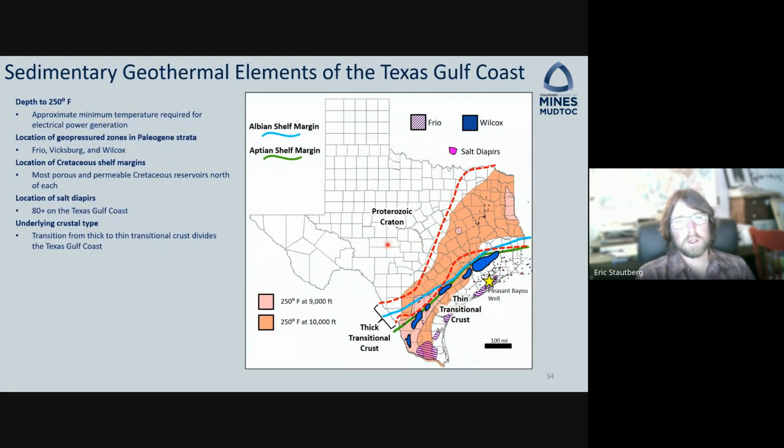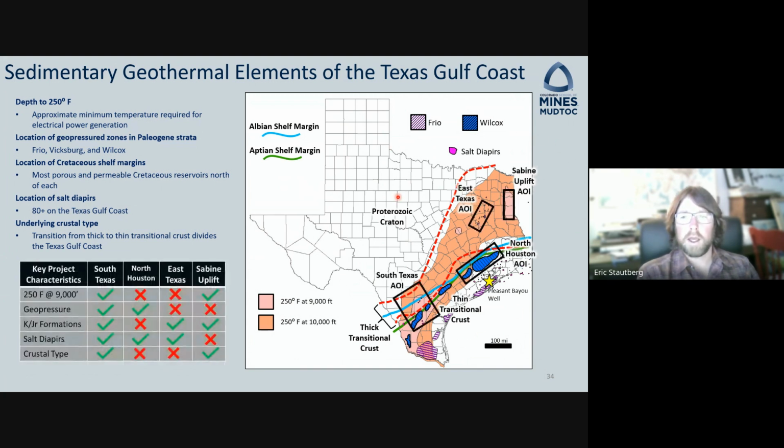So combining all of these together, you get a map that looks like this, where we have all of these different geothermal elements overlapping. And then based off that, to start my PhD project, I identified these 4 areas of interest. This Sabine uplift AOI, where we have this large uplifted crustal block that brings higher temperatures closer to the surface. We have the East Texas AOI, which is this East Texas salt basin, which is just a region that contains an abundant amount of salt diapirs.